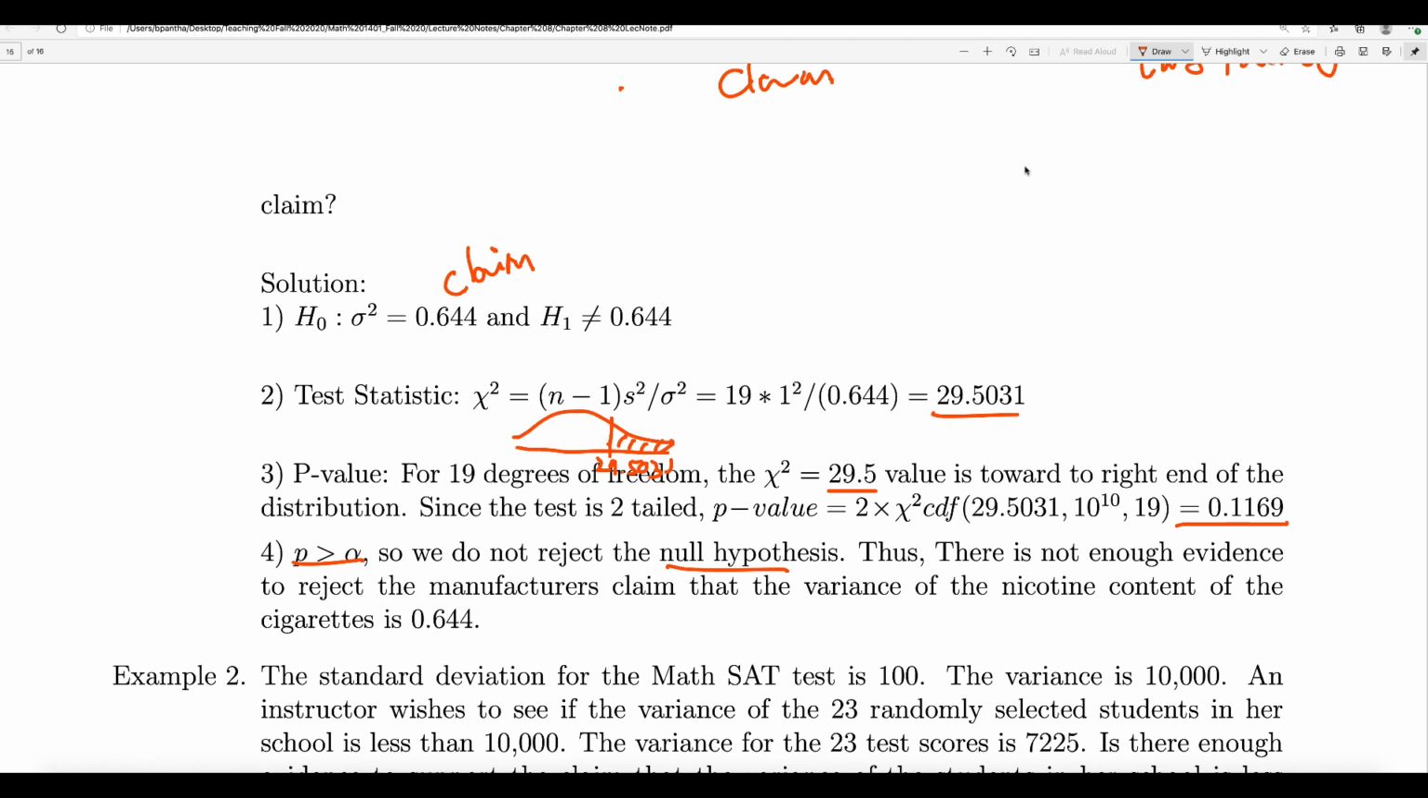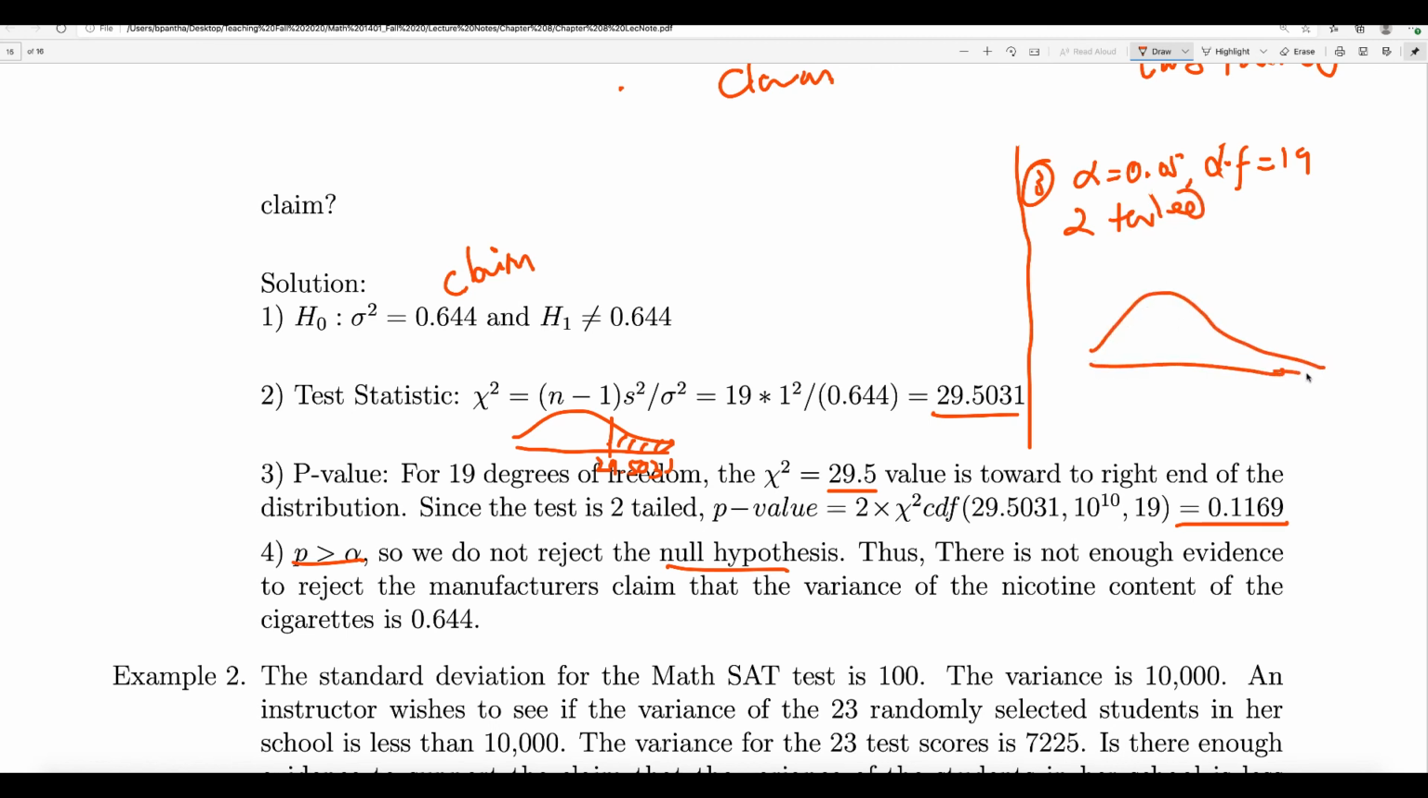Suppose you want to do this problem by the critical value method. So in number 3, you will do critical value. So alpha is 0.05, right? And degrees of freedom is 19. And then what is the tail? So 2-tailed. So how would you do that? You will do the right-tailed, because the chi-square distribution is right-tailed. So 0.025, because half of the alpha is 0.025.